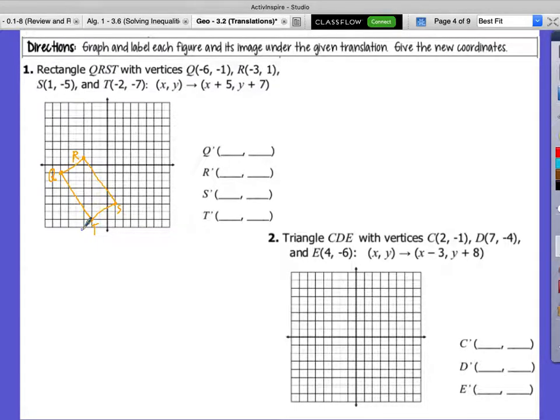So, makes sense. Okay, so now we said x comma y yields x plus 5, y plus 5. What are we doing with all the x values? Adding 5 to all the x values. Because we're moving 5 in what direction? Horizontal. So is that going left or right? Right, because it's positive.